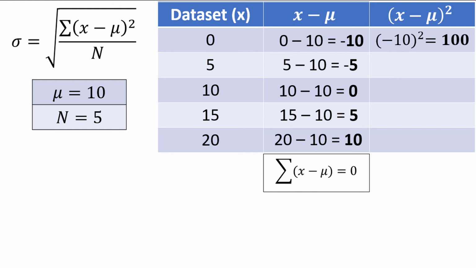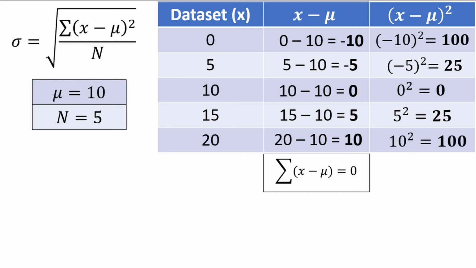Negative 10 squared is negative 10 times negative 10, which is 100. Negative 5 squared is negative 5 times negative 5, which is 25. 0 squared is 0, 5 squared is 25, and 10 squared is 100.